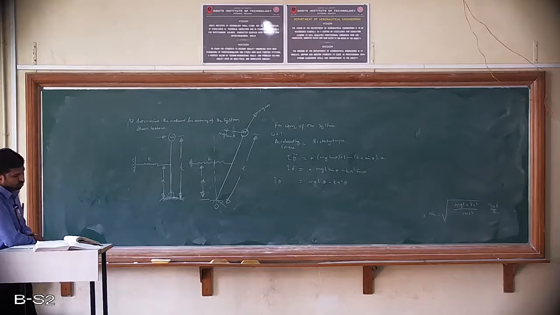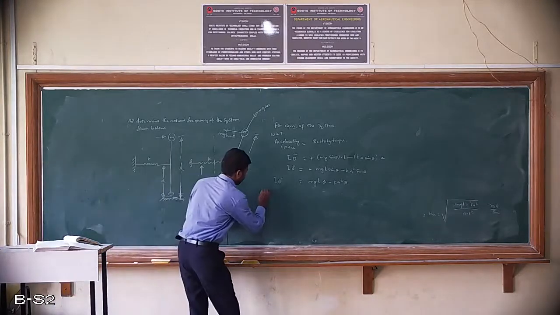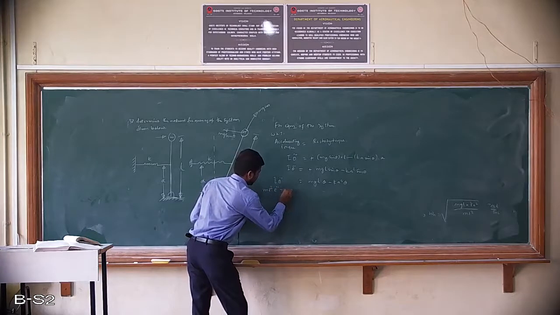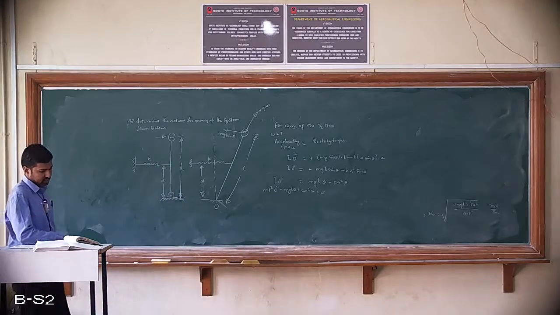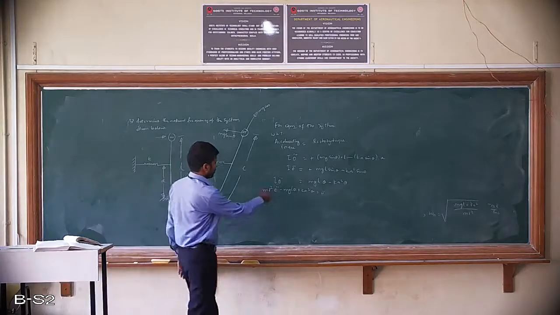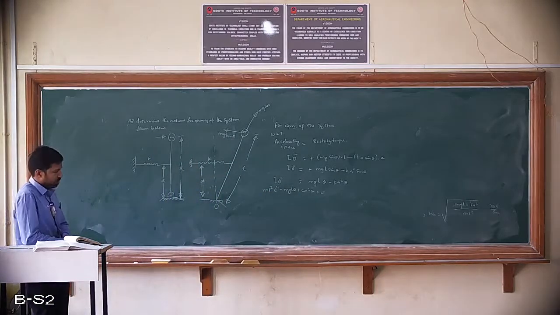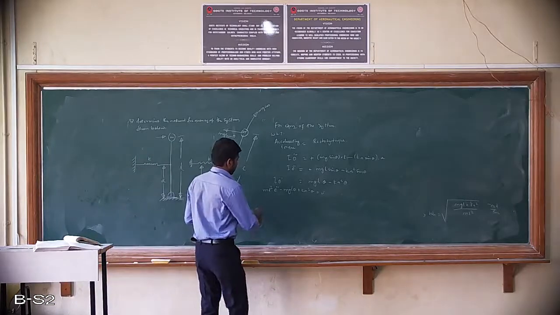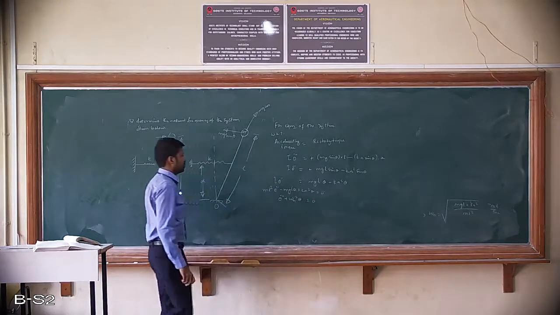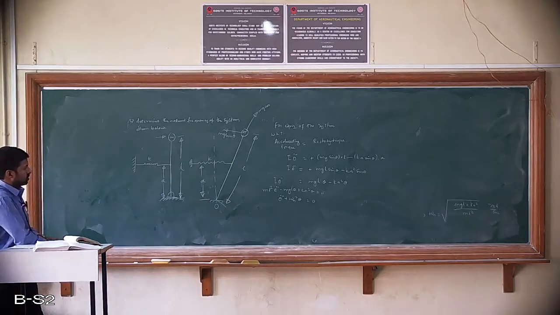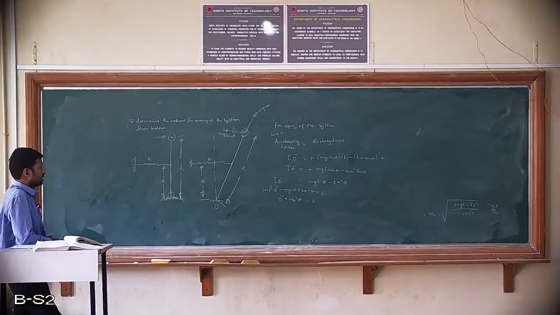Take all the terms to one side. I is replaced with mL squared, so mL squared theta double dot minus mgL theta plus Ka squared theta is equal to 0. Sorry, since I have taken it to the other side, this becomes negative and this becomes positive. So mL squared theta double dot plus Ka squared theta minus mgL theta is equal to 0. Reduce this in the form theta double dot plus omega n squared into theta is equal to 0.